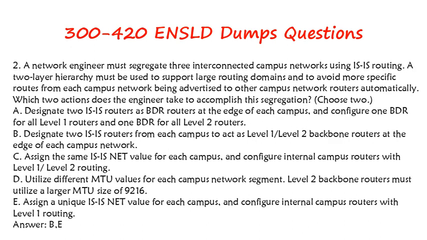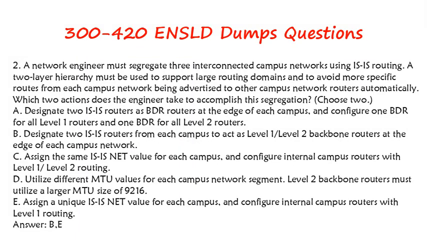2. A network engineer must segregate three interconnected campus networks using IS-IS routing. A two-layer hierarchy must be used to support large routing domains and to avoid more specific routes from each campus network being advertised to other campus network routers automatically. Which two actions does the engineer take to accomplish this segregation?